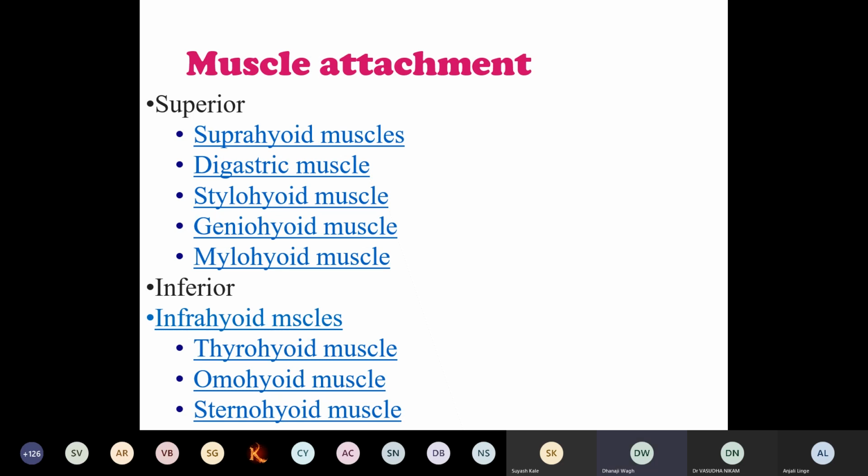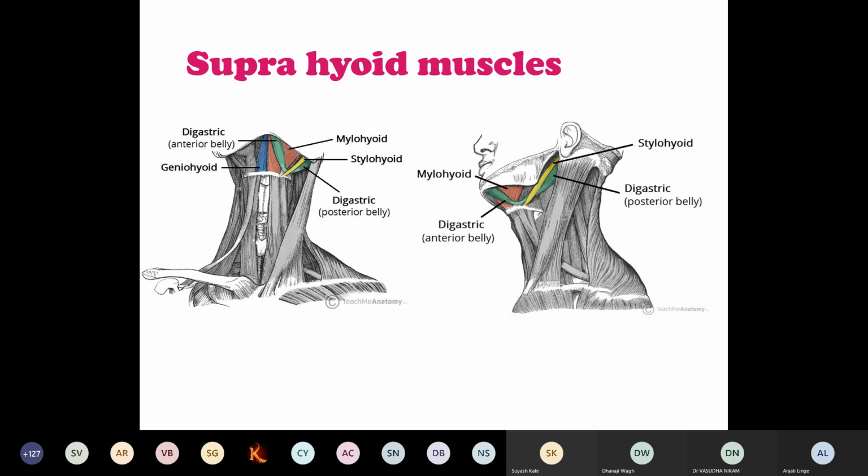In this diagram, you can see the suprahyoid muscle group. In the first diagram, the blue color is the geniohyoid muscle. The green color is the digastric, which has two bellies, anterior belly and posterior belly. The red muscle is the mylohyoid, and the yellow is the stylohyoid. So from the front view, we can identify the geniohyoid, digastric anterior and posterior bellies, stylohyoid, and mylohyoid muscles. These are the suprahyoid muscle groups.